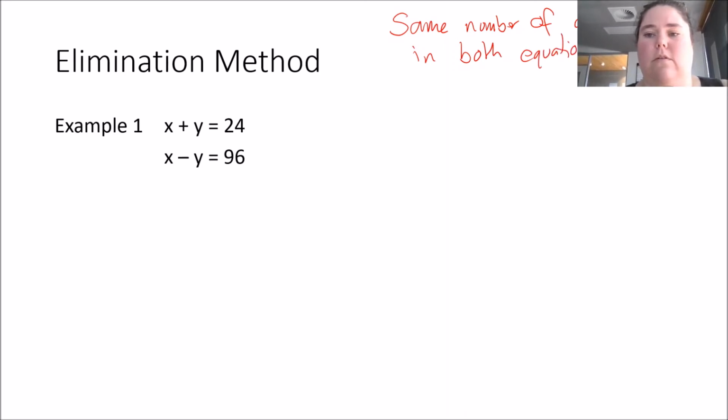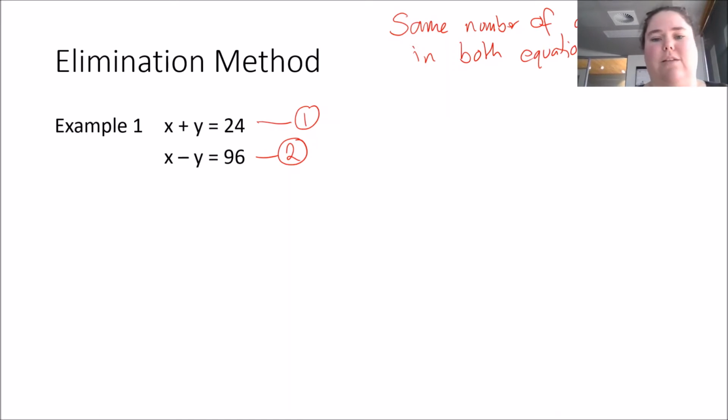Alright, so if you have the same number of variable in both equations, like we do here, then we just have to add and subtract our equations. So we have 1x or we have 1y in both. I'm going to show you both the adding and subtracting so you can see it will work both ways.